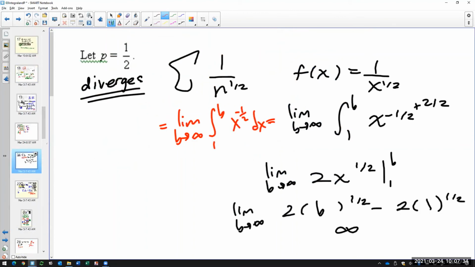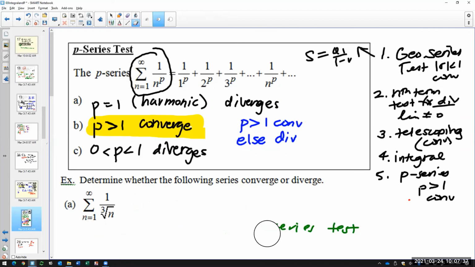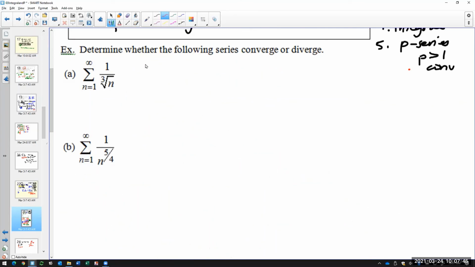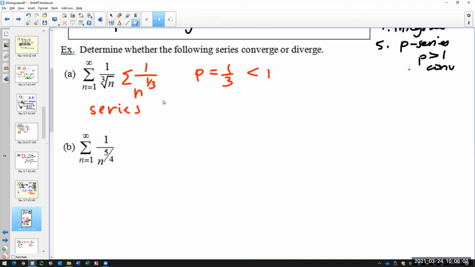On your fourth page, you have this problem right here. So guys, can you see what my p-value would be here? This is 1 over n to the 1/3. Do you see that? So my p-value is 1/3. Is that bigger than 1 or less than 1? Less than 1. Then you can say this series diverges by p-series test, and your reason would be because p is less than 1. Does that make sense? Okay, so it's easy.